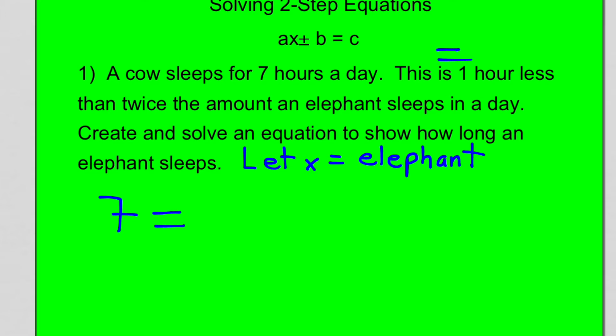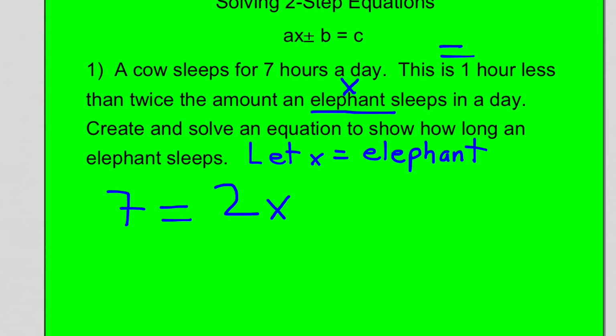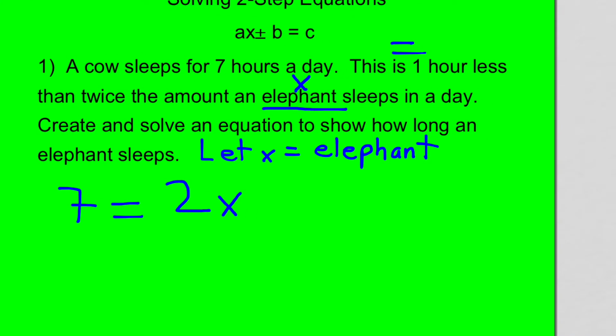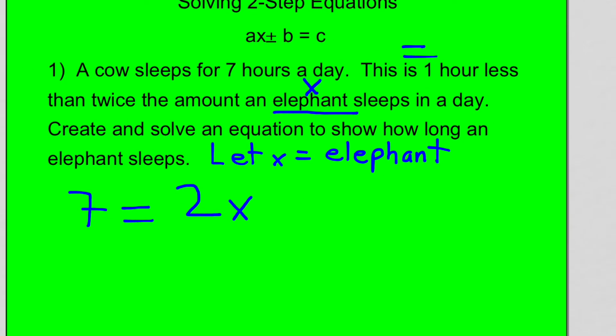1 hour less than twice the amount an elephant sleeps. Well, we know that elephant is going to be x. Now, twice the amount an elephant sleeps. Twice means times 2. Times 2x is just 2x. But it's not just twice the amount an elephant sleeps, it's 1 hour less than that. So 1 hour less than 2x would be 2x minus 1.